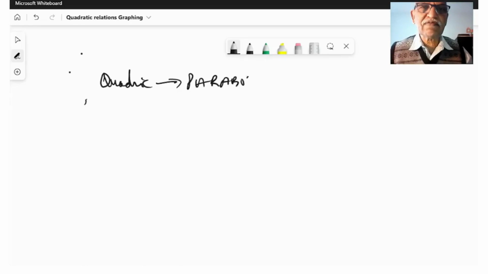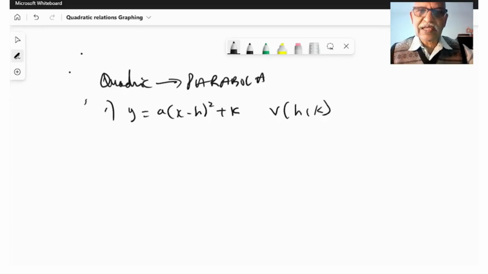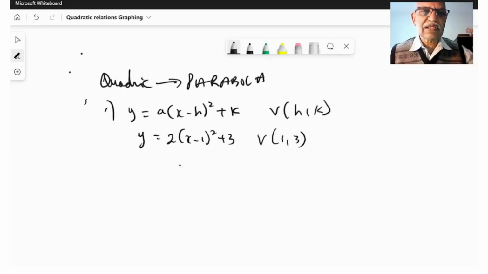So we have three forms of a quadratic relation. The first one we'll see is if I have y equal to a(x minus h) squared plus k. This is the simplest one because it's already given the vertex. So the vertex is already (h, k), so I can start always graphing the vertex. A typical example for this one, let's say we have y equals 2(x minus 1) squared plus 3. In this case, the vertex is (1, 3).